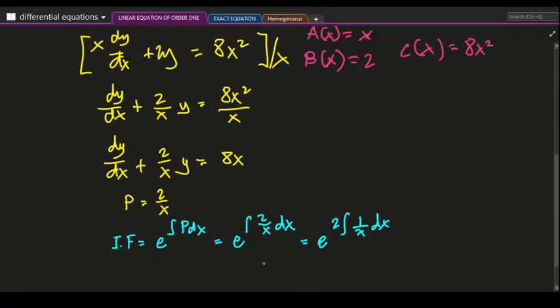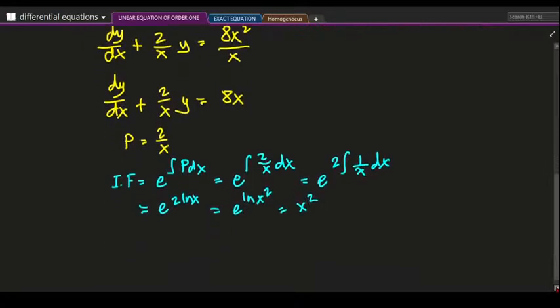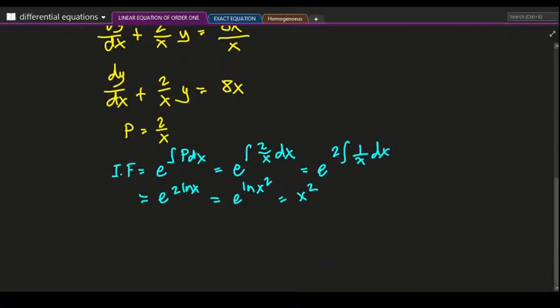So we will have e raised to 2 ln x. Then using the properties of logarithms, we have e raised to ln x squared. Okay. Then this could be cancelled out so that we could have only our x here, so that is equal to x squared. So this is now our integrating factor.